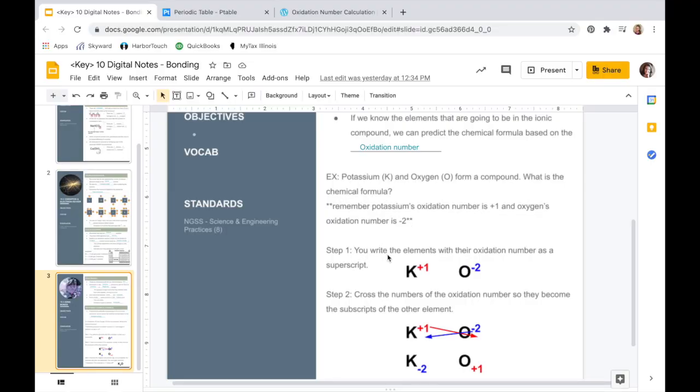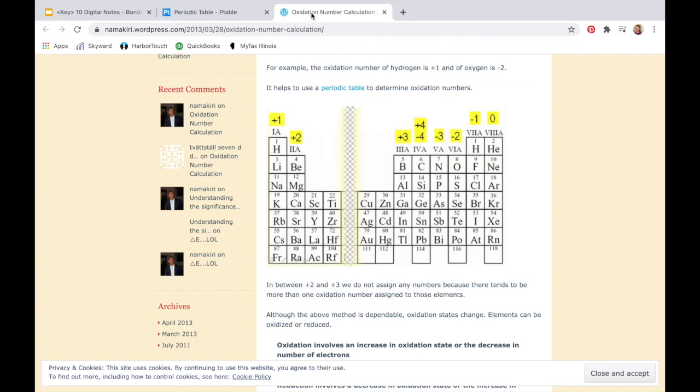So for step number 1, we're going to write the elements with their oxidation number as a superscript. So super means upper, the upper part. So here I have my K, which is for potassium, and the oxidation number for K is +1, and then I wrote out my oxygen, and its oxidation number is -2. So I just got that straight from this chart. If you find K, it's in column 1, so it has an oxidation of +1, and then O, which is in column 16, has an oxidation of -2.